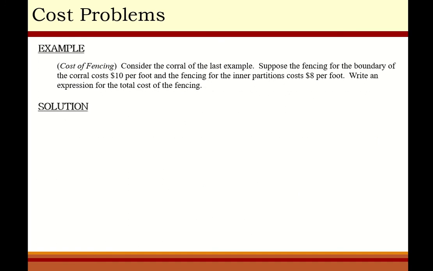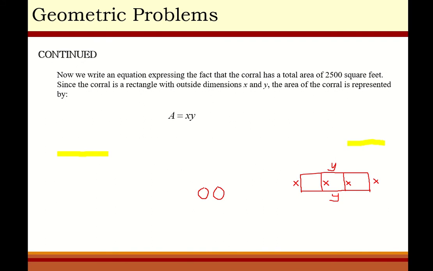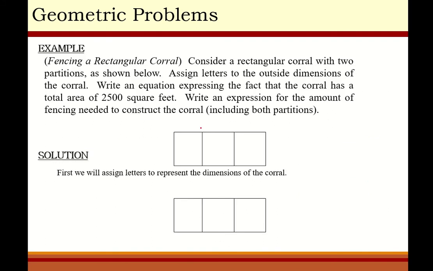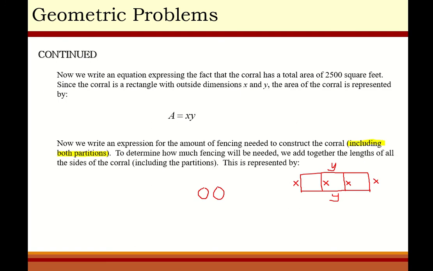Now for the cost of fencing, let us consider the corral of the last example. In the first example class, we were just asked to write an equation expressing the fact that the corral has a total area of 2,500 square feet. Write an expression for the amount of fencing needed to construct the corral, including both partitions. Okay, so this is our expression for the fencing. We have F for the fencing is 4x plus 2y.